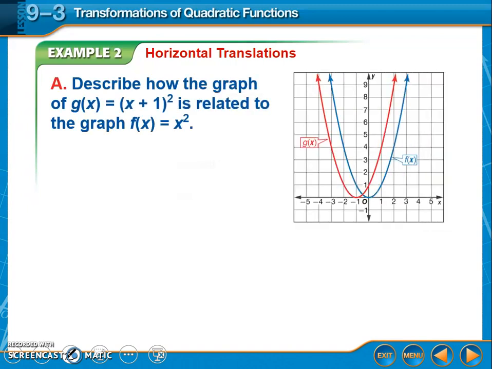Okay, so I want to know what adding 1 inside of the parentheses is going to do to x squared. So remember, plus is forward, but it's actually going to move back. If we started here at 0, the regular x squared graph, we're going to shift it back 1 space, and that brings us to that. So this moves it that way 1 space.